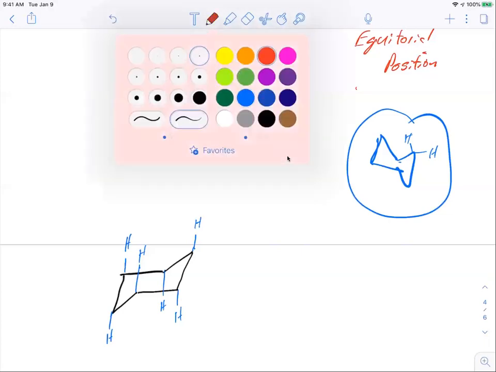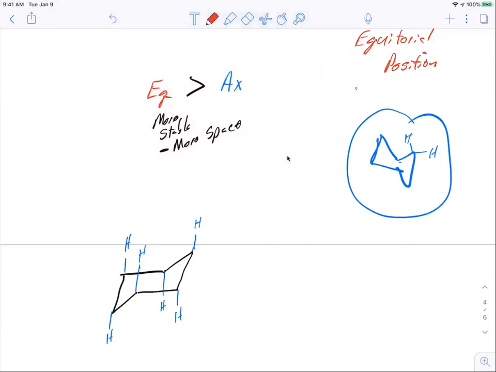Let's put in our equatorial. Now the equatorial is a little bit tricky. The axial, you just draw them straight up. It's clear then. The axials, the ones on the end, draw those out, and it's okay if they're not perfectly level because you do want to kind of represent that 109.5.